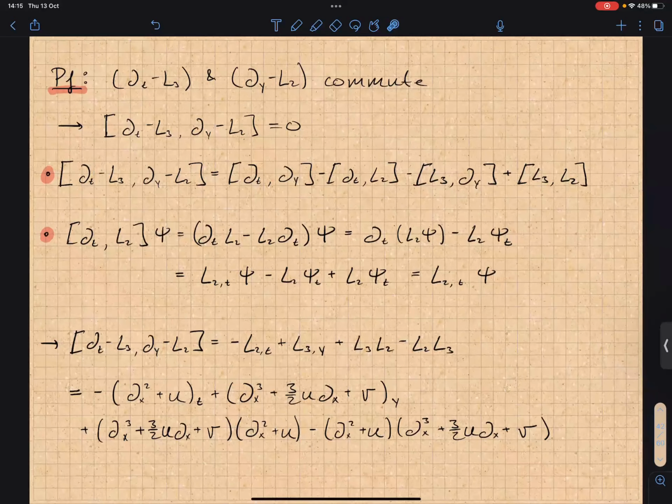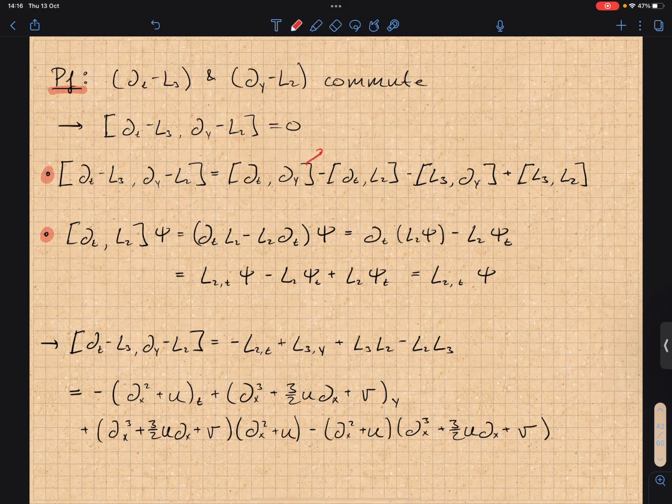So I'm going to go through the proof and the computations. The proof is a computation. What we want is that these operators commute, so the commutator of these operators is equal to 0. The commutator is linear in each of its arguments, so I expand the commutator into the four different terms.